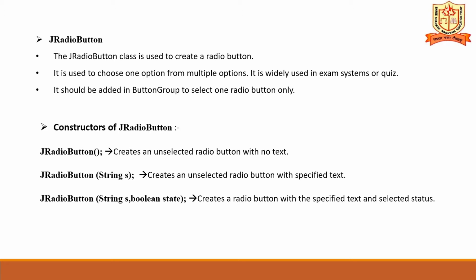Constructors of JRadioButton. The first constructor creates an unselected radio button with no text. The second constructor creates an unselected radio button with specified text, that is the name of the radio button. And the third constructor creates a radio button with specified text and selected status. If the status is true, then the radio button is already selected. If it is false, it is unselected.